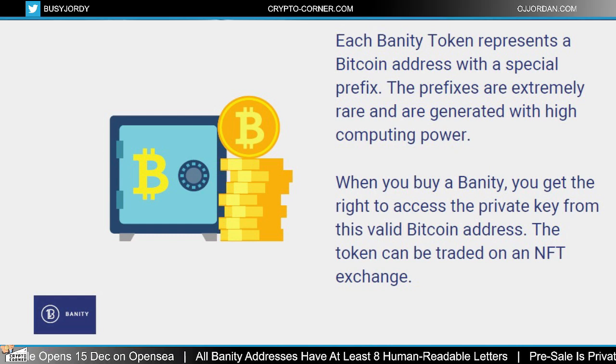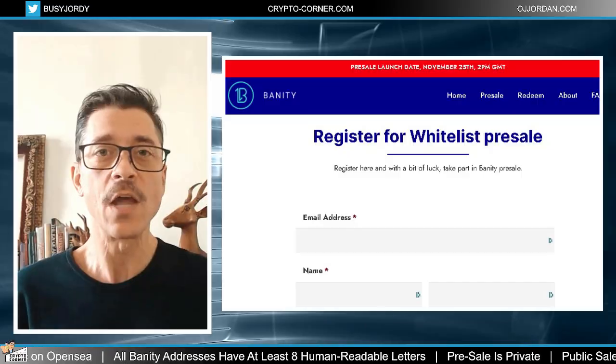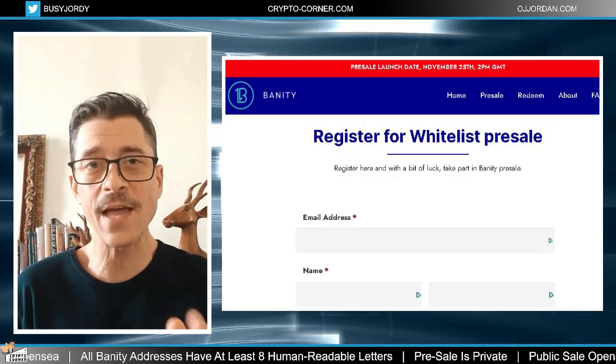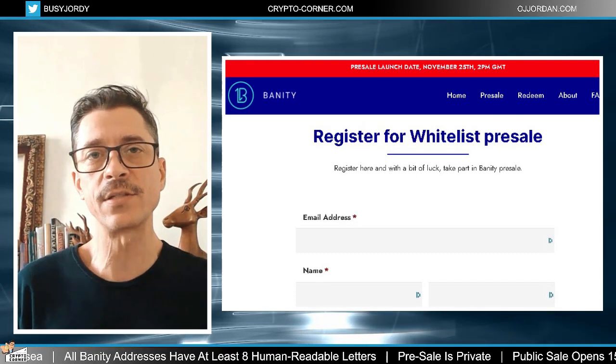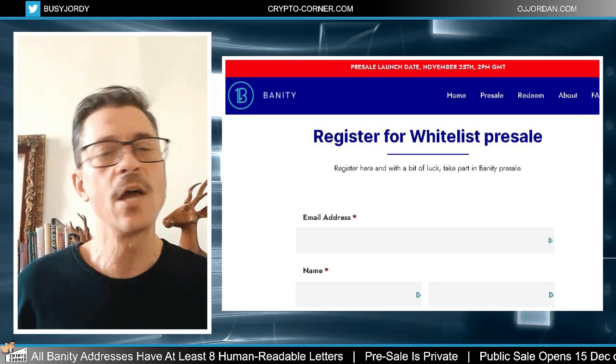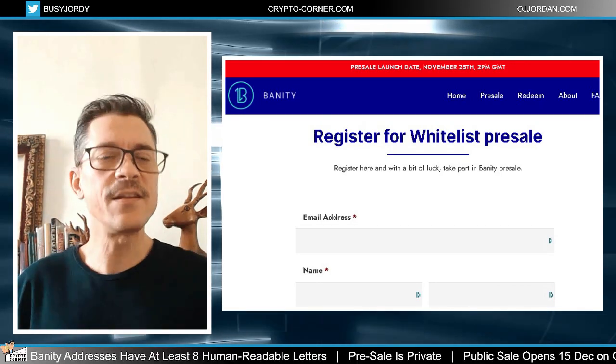So, Banity is offering 1001 unique Vanity addresses, each of them coming with its own NFT certificate, and the best part, you get to choose your own prefix. When you register for the pre-sale, which begins on the 25th of November, then you get to choose an 8-character long prefix. This could be anything you like. It can be your brand name, your social media nickname, anything really.